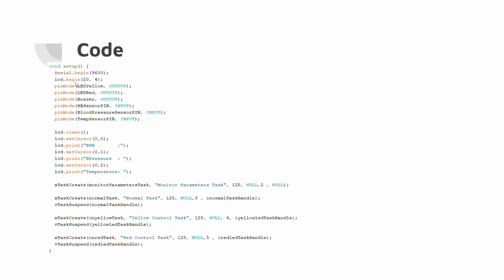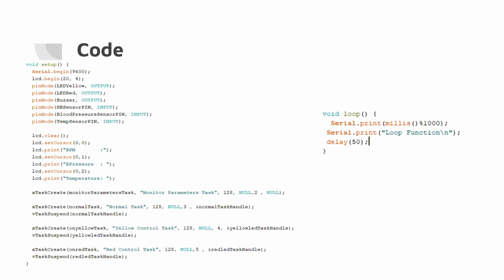Next, this is the setup function. So we initiate the input and output for the pins from before, and we also create the tasks here. We have 4 tasks created: normal, monitor parameter task, on yellow task, and on red task. Next, this is the loop function. In the loop function, we just print.